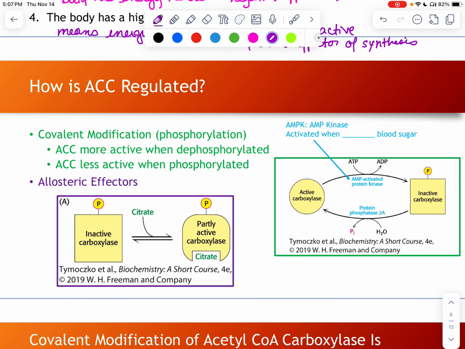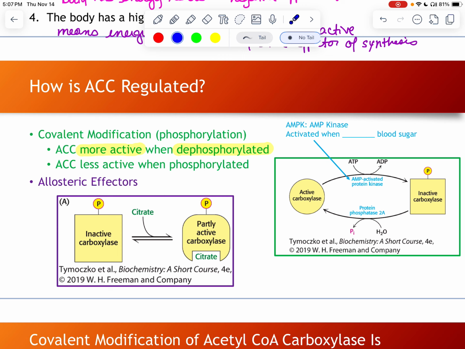Okay, let's take a look at how ACC is regulated. It can be both covalently regulated and allosterically regulated. So let's talk about covalent modification first, so phosphorylation. In this particular case, for this enzyme, ACC, whether it's ACC1 or ACC2, is more active when it does not have the phosphate. Okay, more active when it does not have the phosphate. And you can see that over here. Here's the one without the phosphate. That's our active carboxylase. Here's the one with the phosphate, inactive.